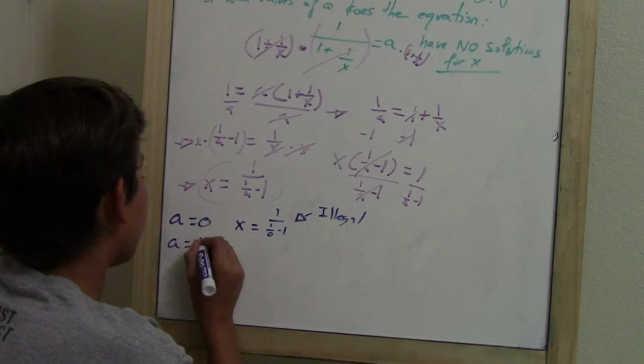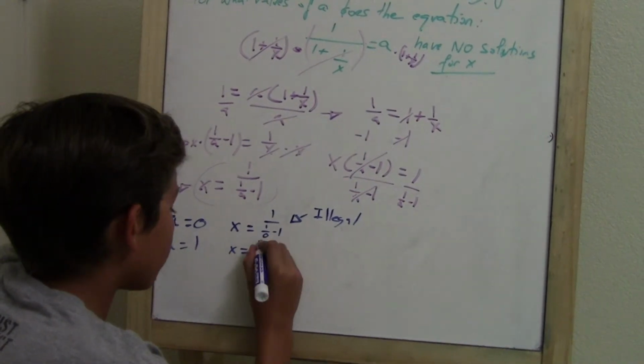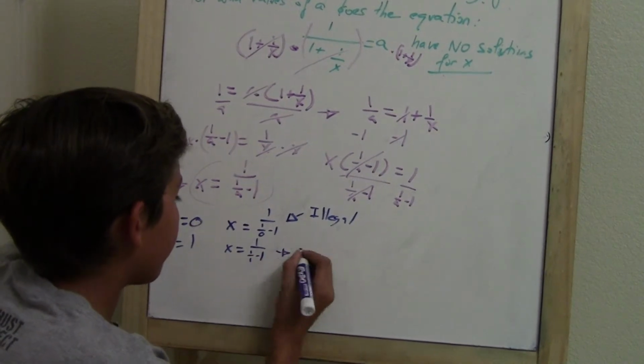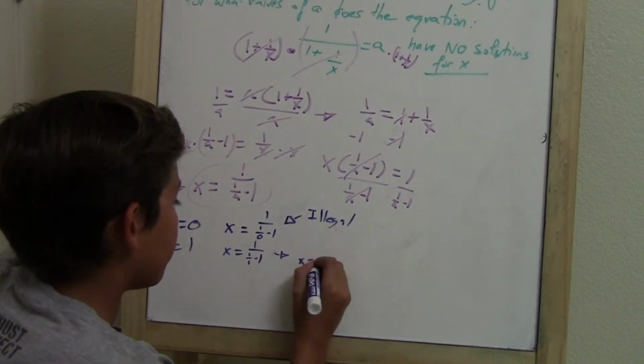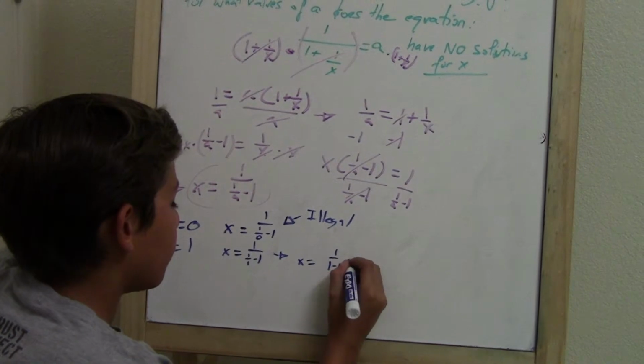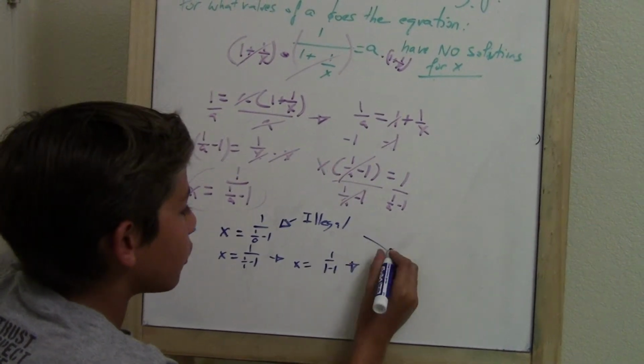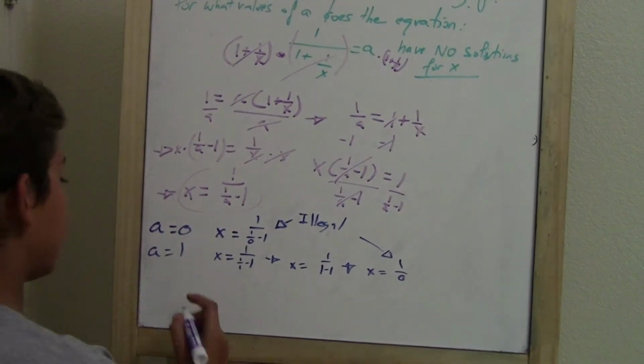Now if A is equal to 1, that might be a different story. X is equal to 1 over (1 over 1 minus 1). X is equal to 1 over 0. Oh, that's also illegal, because there's no such thing as 1 over 0.